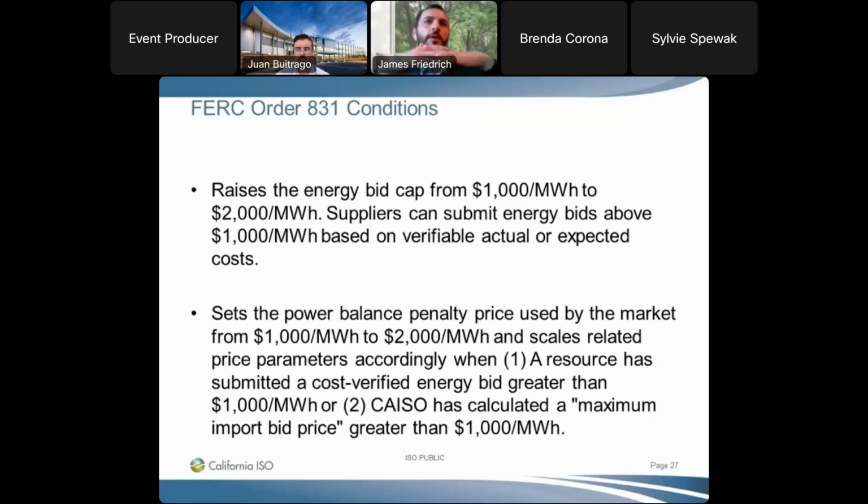As you probably know, the hubs are a block price, but the CAISO applies some sort of method to turn that block price into an hourly price that's shaped based on the load profile. And if under that methodology the prices are above the $1,000, then that's how the CAISO cost verifies a non-resource specific import, and if one of those had been submitted, it could trigger the penalty price to rise to $2,000.